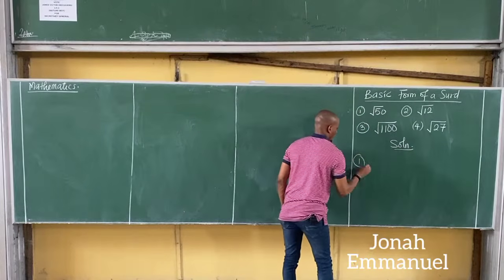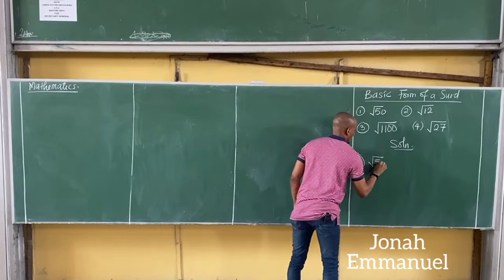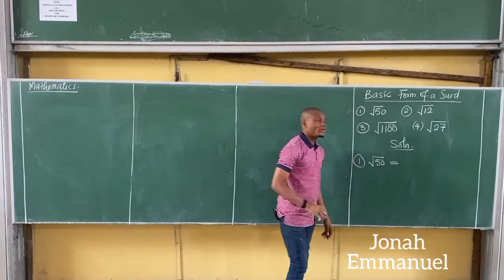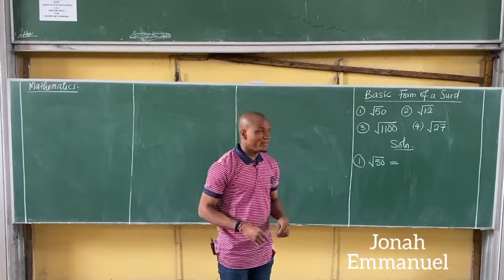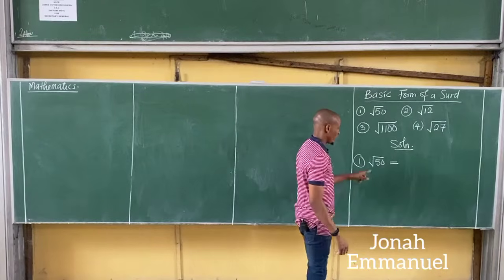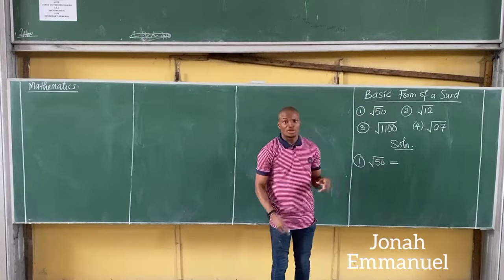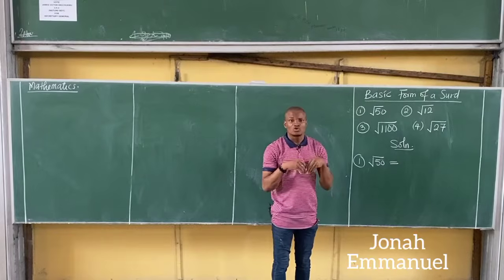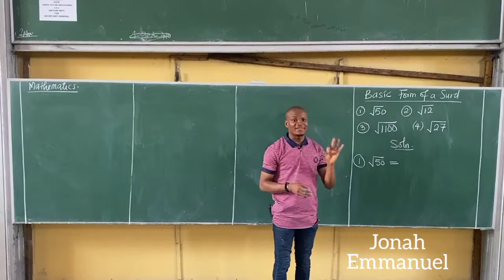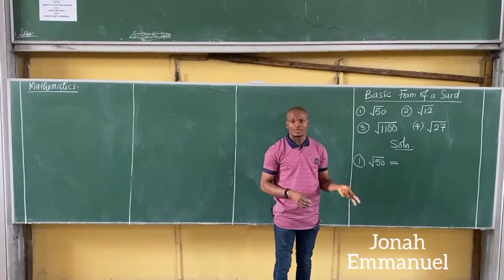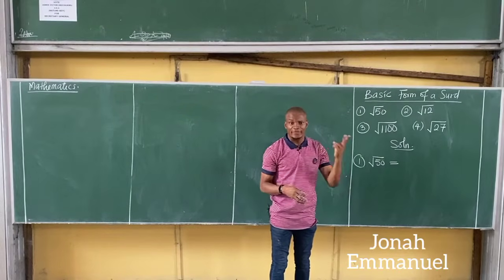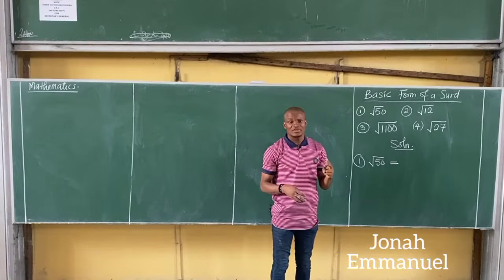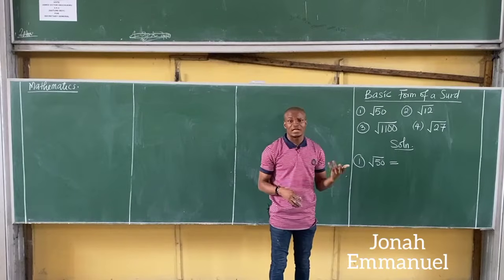Number 1. Having root 50. How do you break down a surd to its basic form? Listen up. The idea is this. The number you have there, you check if it is divisible by 2 first. After that, if it is not divisible by 2, try 3. If it's not divisible by 3, try 4, try 5, just like that.